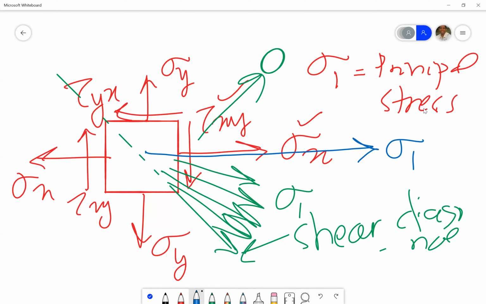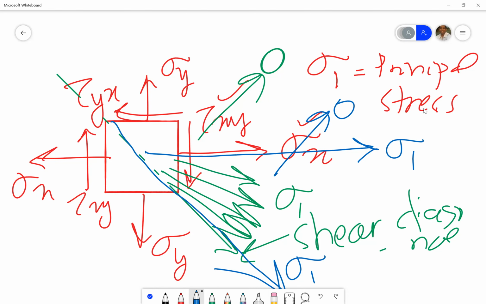Similarly, if there is no normal stress and there is shear stress only, then in which direction will the principal stress act? The principal stress will act in the direction of the shear diagonal, if there is only shear stress. Now are the three directions of the principal stress clear? Is it clear now?